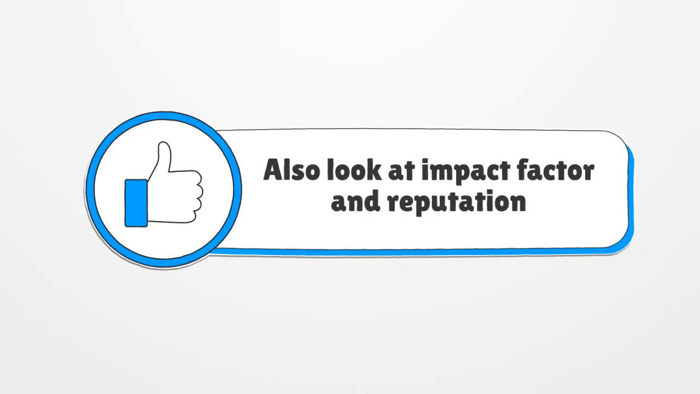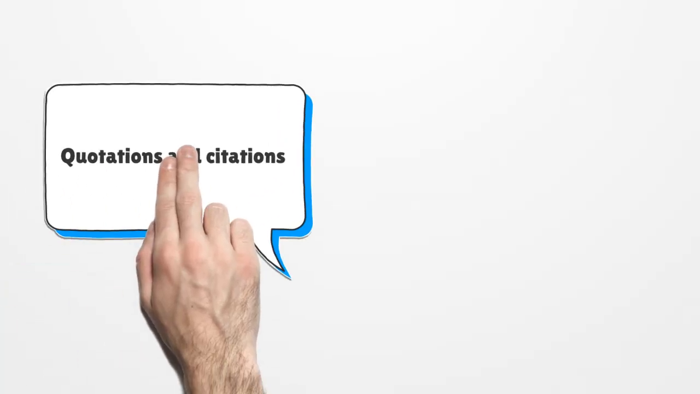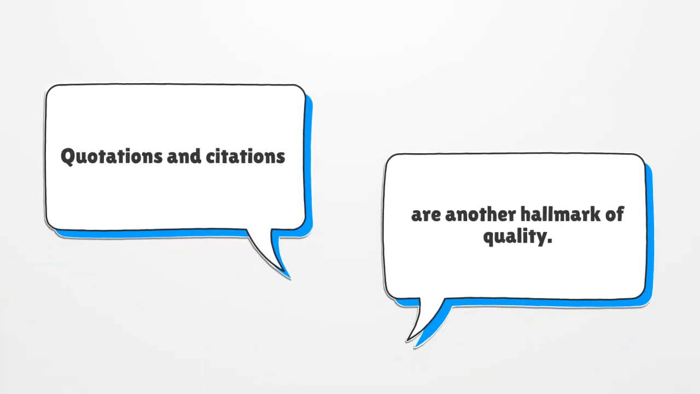Within a field, some are considered more prestigious than others. Using articles from well-known journals with a high impact factor is another way to ensure that the information is high quality. Quality articles should also include citations and a reference list, similar to your academic papers.